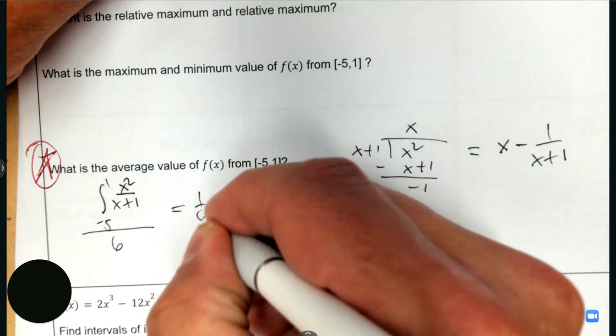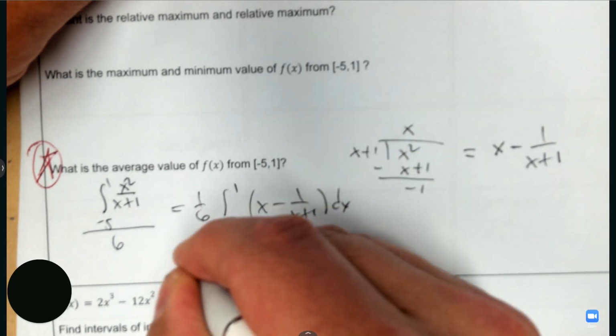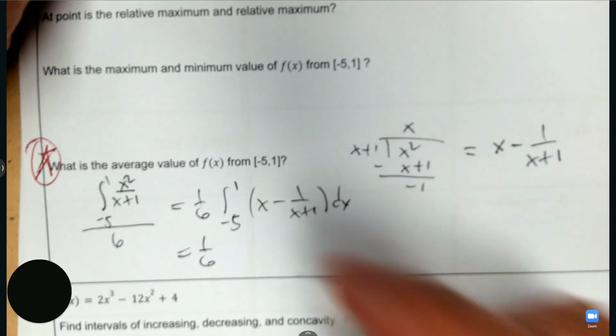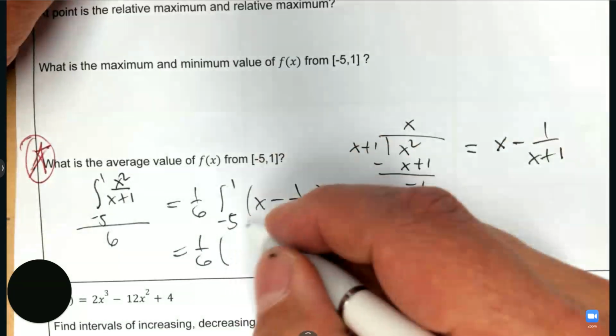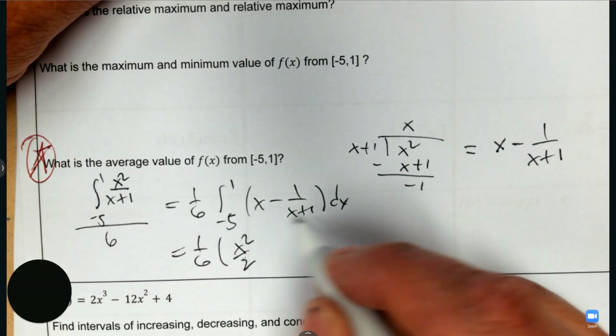So I have 1/6 in front. I'm going to integrate that from negative 5 to 1. I'm going to integrate x minus 1 plus 1 over x plus 1. So we start with 1/6 in front, that's fine. And then integrate x, which is x squared over 2, and then 1 over x plus 1 is a logarithm.